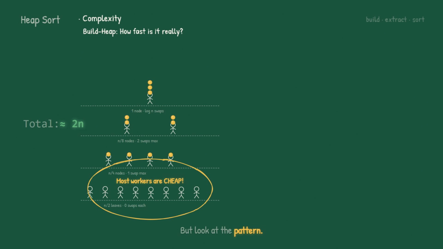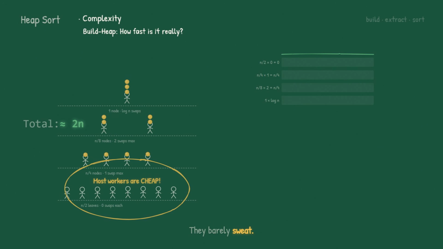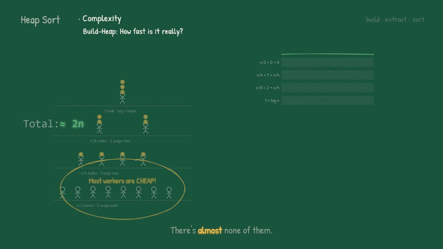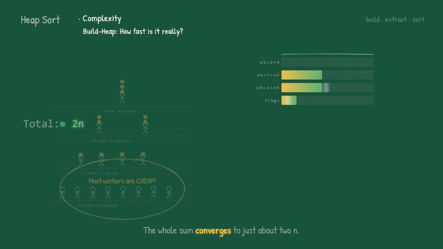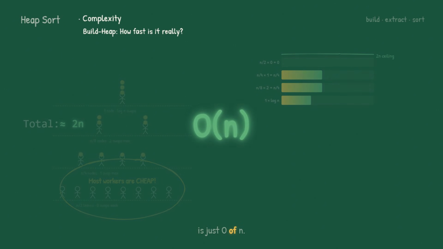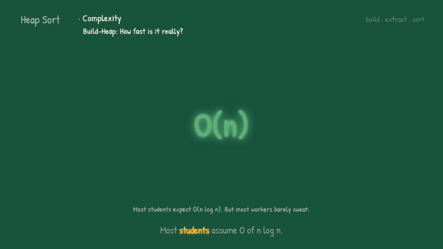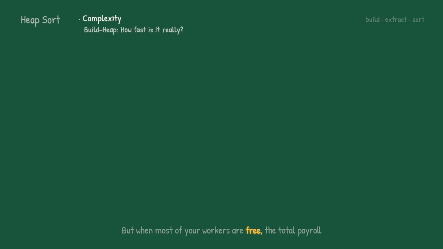But look at the pattern. Most of the workers are on the bottom floors. They barely sweat. The expensive workers, there's almost none of them. The math works out beautifully. Each floor's total cost is bounded. The whole sum converges to just about 2n. Building the entire heap is just O(n), linear. Most students assume O(n log n). But when most of your workers are free, the total payroll is surprisingly cheap.